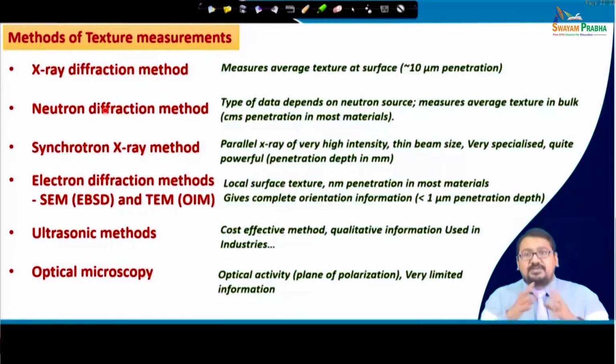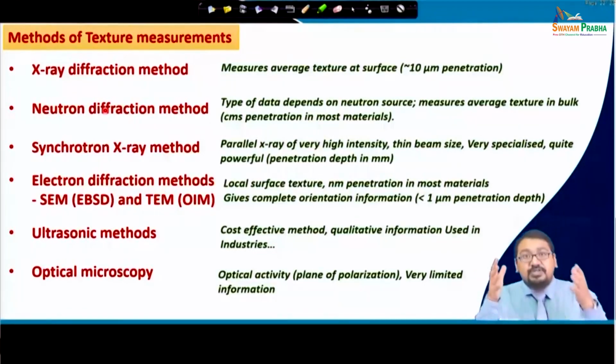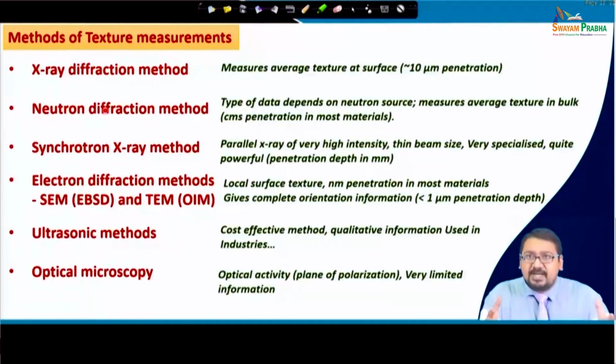Neutron diffraction method, you see, neutron radiations are very difficult to obtain. Usually they are obtained in a nuclear reactor, where neutrons are produced and then they are utilized in the beam line of the nuclear reactor to obtain texture information when it is radiated on a surface, so that the neutron diffraction could be obtained.